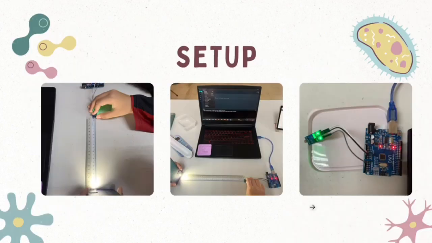Our experimental setup involved connecting the LDR to an Arduino board, which was then connected to a computer. A 240-volt bulb served as our light source, and a ruler was used to accurately measure the distance between the bulb and the LDR. The Arduino was used to read the output voltage from the LDR circuit, which was then converted to resistance values.